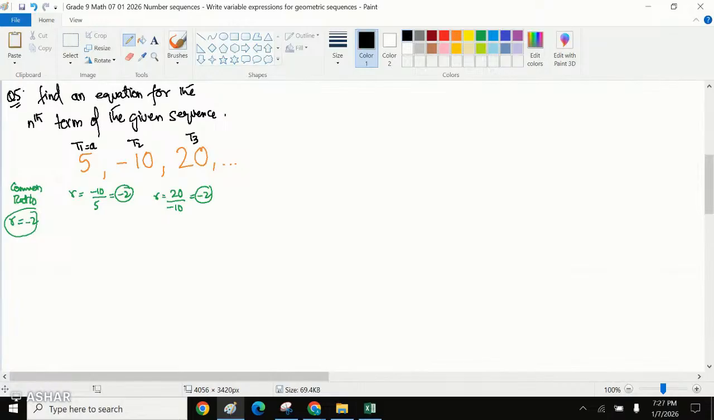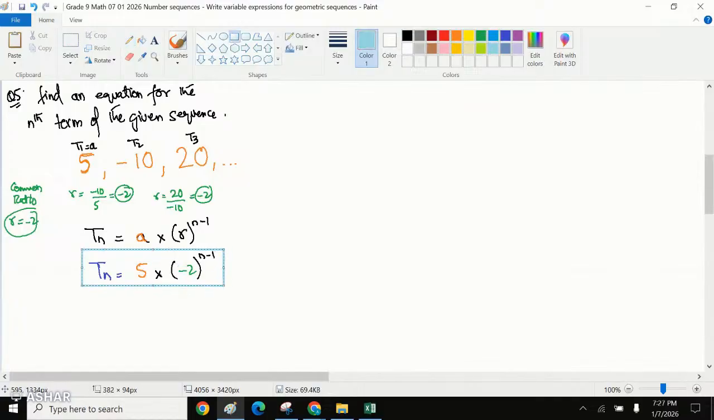We need to find an expression for the nth term. So we can say Tn is equal to a multiplied by r to the power n minus 1. Tn would be, a was given as the first term, right? And the first term is 5 multiplied by r to the power n minus 1. And the value of r was -2. So this is our answer for this given sequence, right?